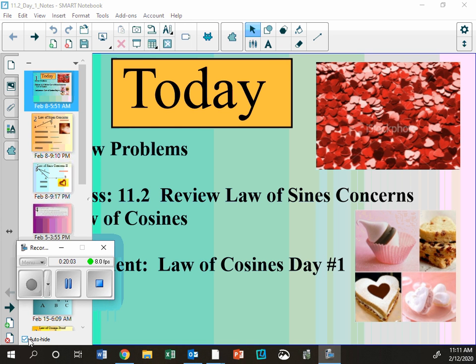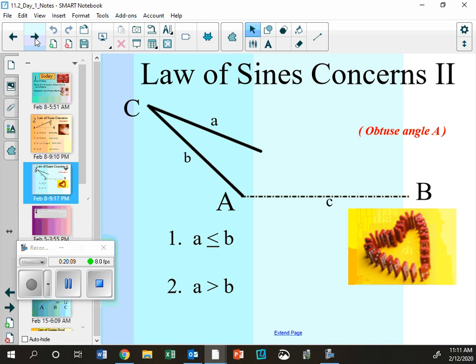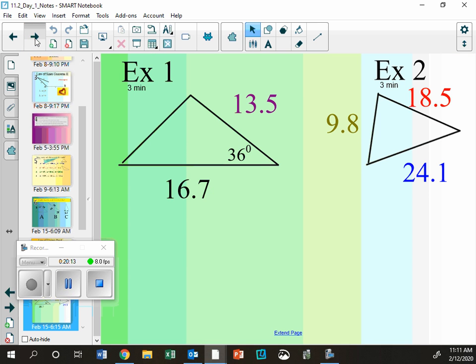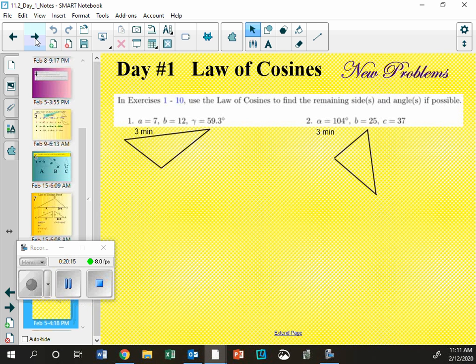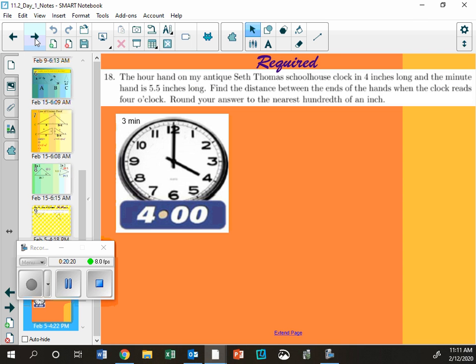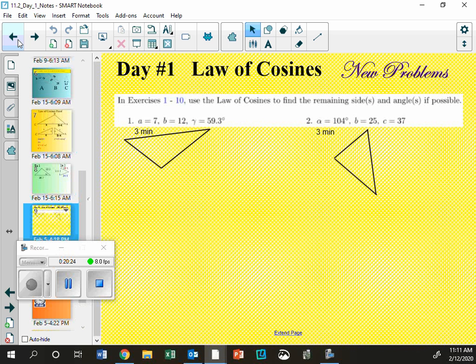As that was loading up, I was thinking to myself, okay, I've already taught them law of sines. I've taught them law of cosines. I've taught them about the ambiguous case. What else is there? And I can only think of one more thing that I really need to make sure you know, and that's about finding the area of a not right triangle.